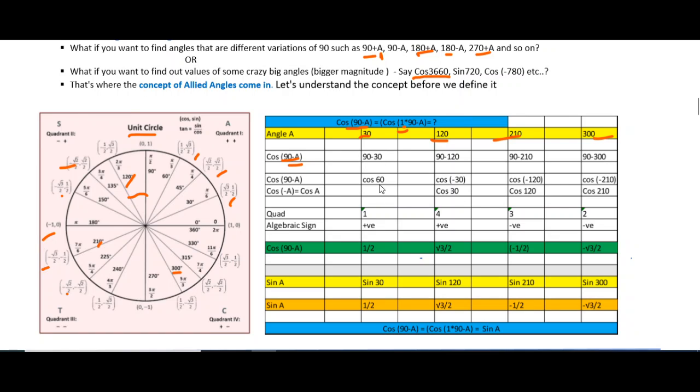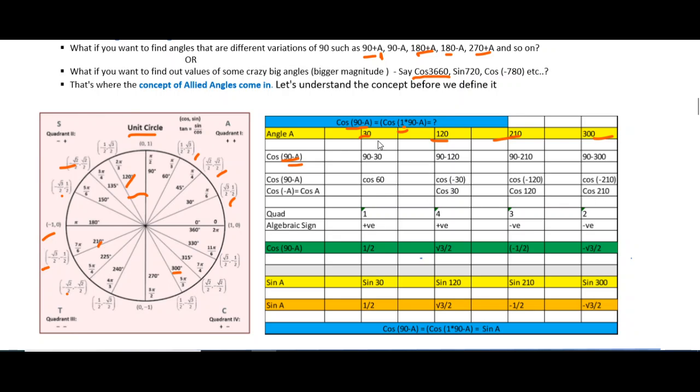90 minus 30 is 60. 90 minus 120 is minus 30, and so on. And we know that cos is an even function, which we have learned. For cos of minus A, the negative sign does not have any impact. You can just ignore it, compute the value of cos, and the equation will be true. So cos of negative 30 becomes cos of 30, cos of minus 120 becomes cos of 120, and negative 210 becomes 210. So I just did the simple maths.